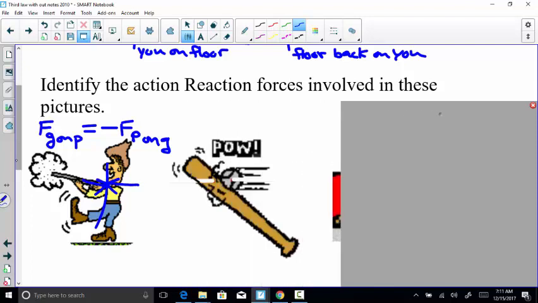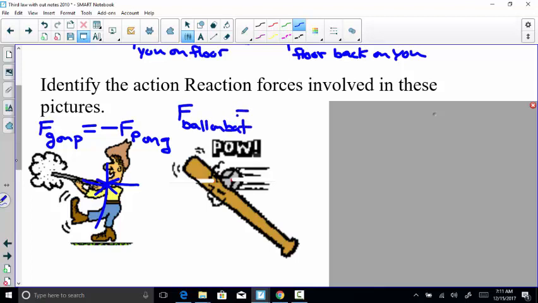Okay, here's another one, where you're swinging a bat at a ball. So there is a force of the ball on the bat, and that must equal minus the force of the bat on the ball. So there's the ball on the bat and the bat on the ball. They are equal and opposite.